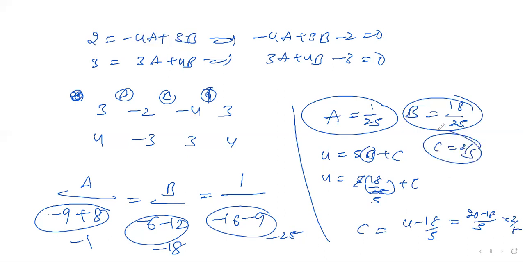Now we got all the answers a, b, c. It's very simple. Okay. Now I'll try to say a is equal to 1 by 25. Please tell me, what's the value of b? 18 by 25. What's the value of c? 2 by 5. These values you already know, right?